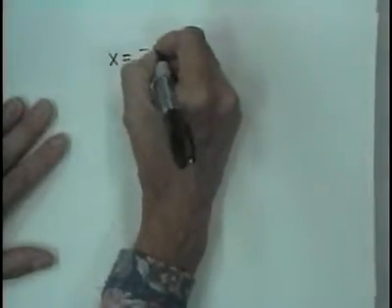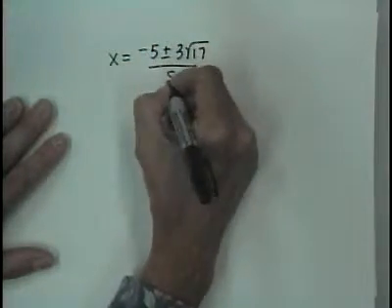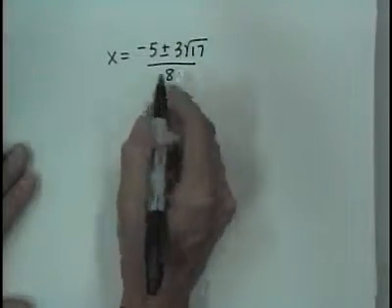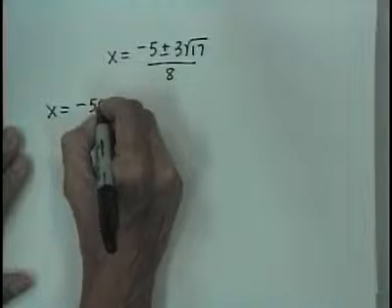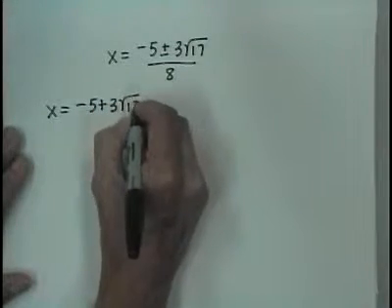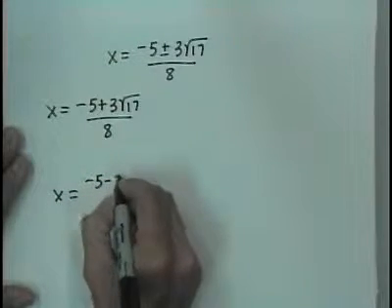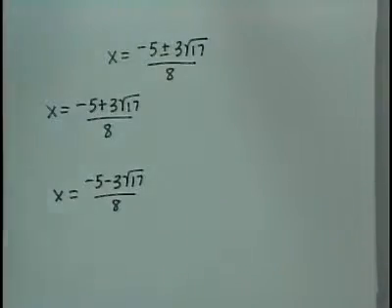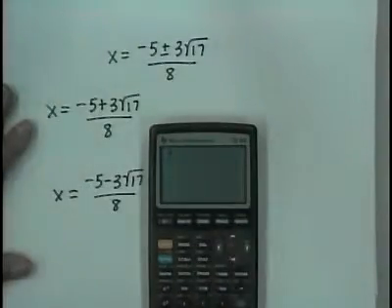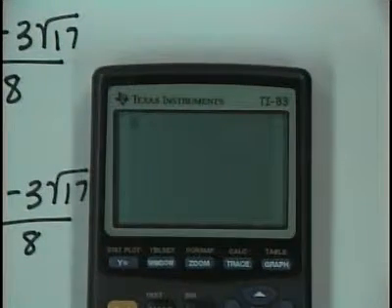We have negative 5 plus or minus 3 square roots of 17 over 8. This is two different numbers, and we're going to enter into our calculator negative 5 plus 3 square roots of 17 over 8, and negative 5 minus 3 square roots of 17 over 8. So let's grab a calculator, and I'll show you how you could enter these and conveniently get the solutions.